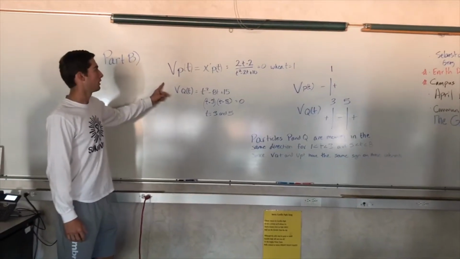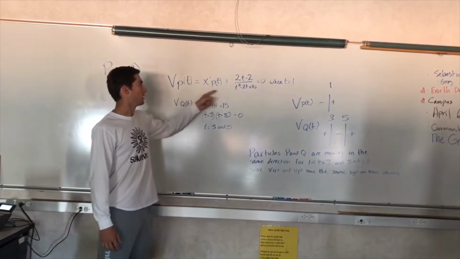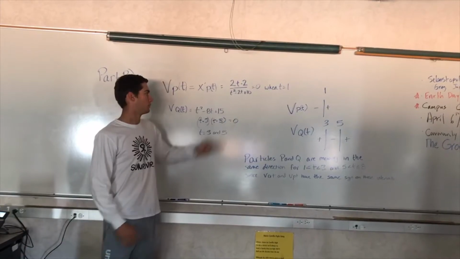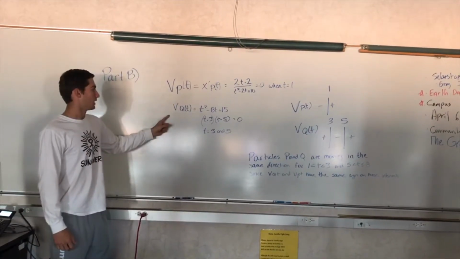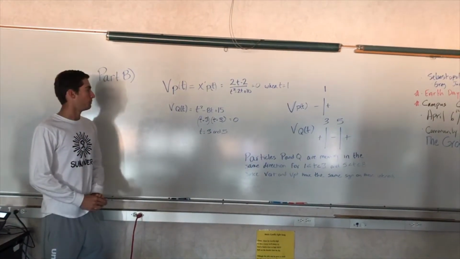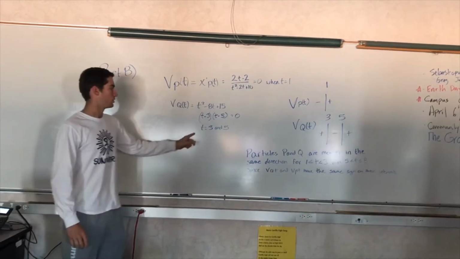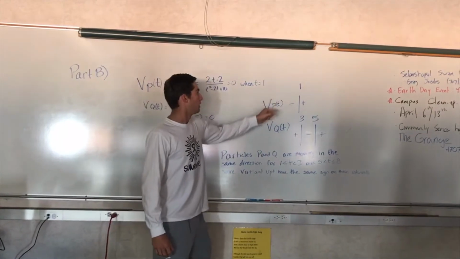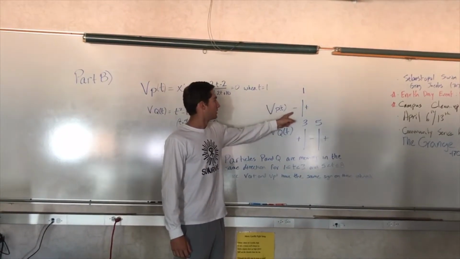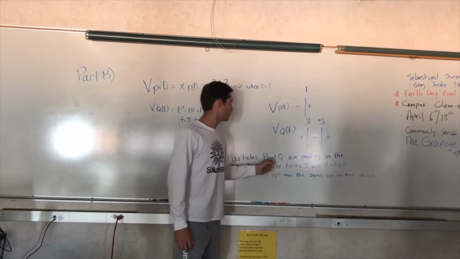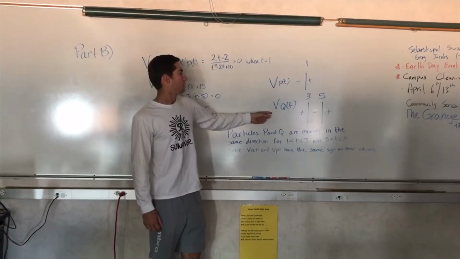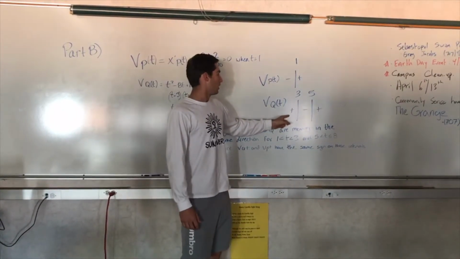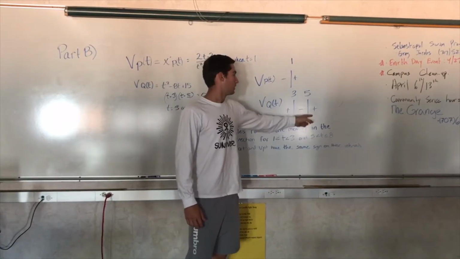In part A, we found the critical number of V P of t by setting the equation equal to 0, and that was 1. And then we found the critical numbers of V Q of t by setting it to 0, which is 3 and 5. And then we did a sign chart. For V P of t, it's 1, and when you plug it in, it's negative on the left of 1 and then positive, so it proves it's a critical number. And then for V Q of t, we see it's positive, negative, and then positive.